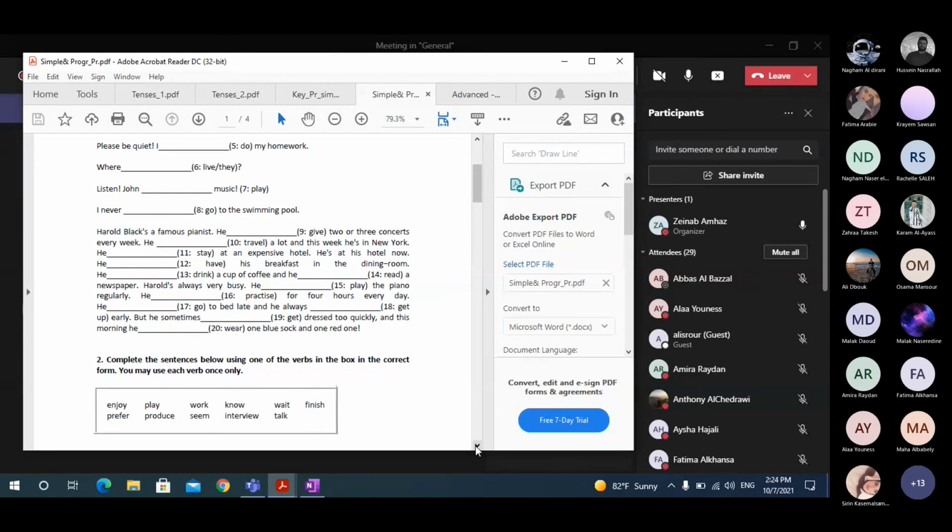12. He is having his breakfast, because he's at the hotel now. Doctor, the verb have can be progressive and not progressive. Here it means he's taking. He's having his breakfast in the dining room. He's drinking a cup of coffee and reading a newspaper.